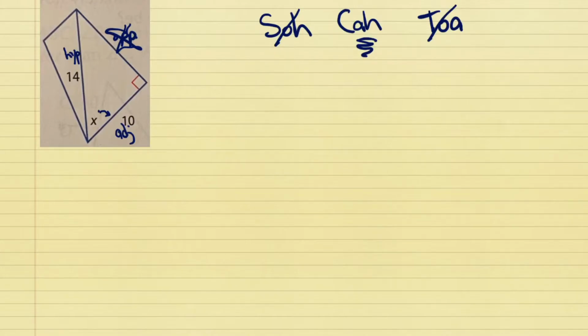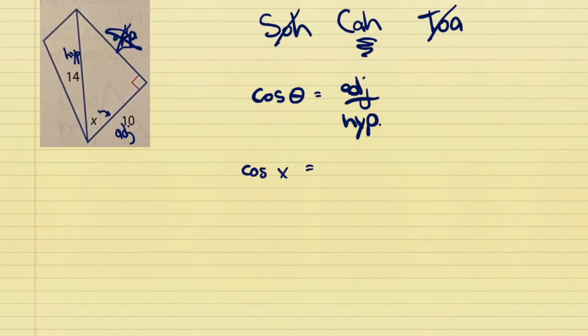So we're doing the cosine formula. That's the C. So cosine of your angle is adjacent over hypotenuse. That's what the A and H stand for. The second letter goes on the top, the third letter goes on the bottom. That's how it always works. So plugging my letters and numbers where they need to go, cosine of x is the adjacent over the hypotenuse.